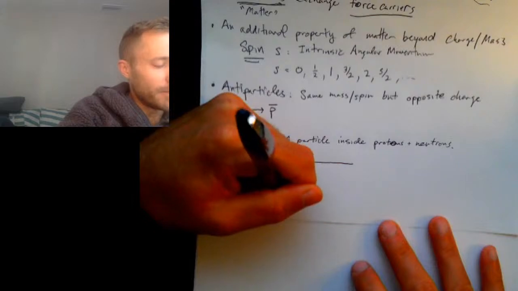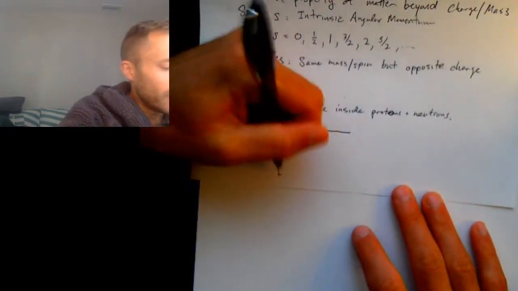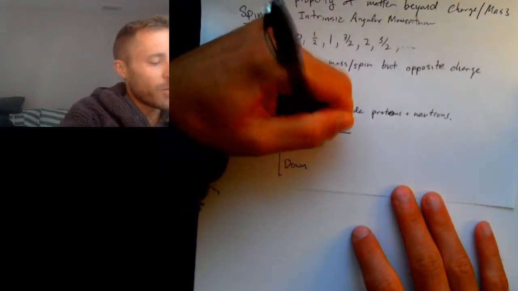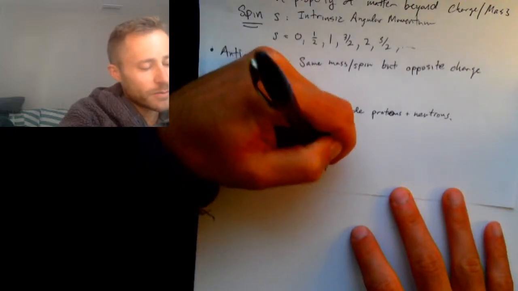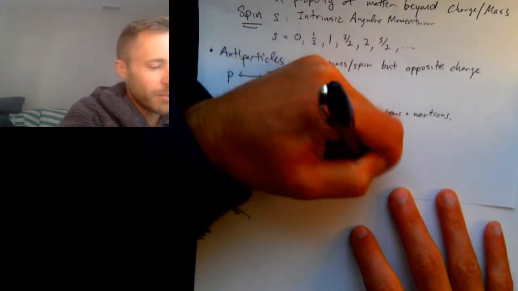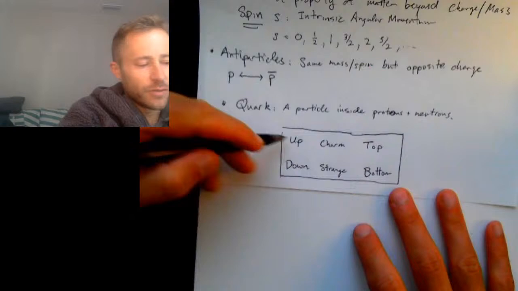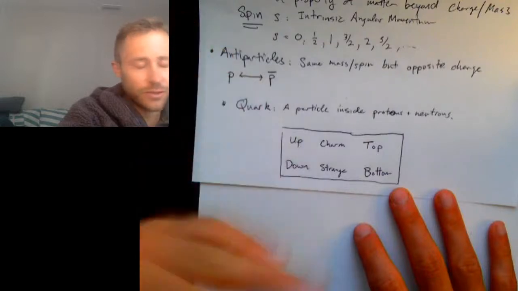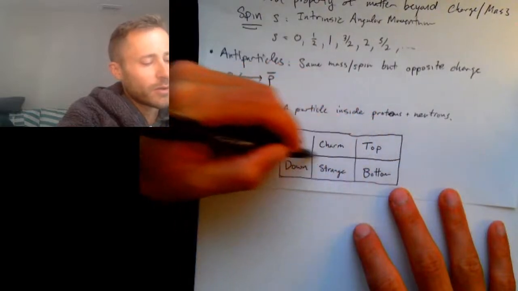So there is an up quark. They have really goofy names. A down quark. A charm quark. A strange quark. A top quark. And a bottom quark. Okay? And then each of these, of course, has an antiparticle. So there's an anti-up, there's an anti-down, there's an anti-charm, there's an anti-strange, etc. Okay? So these are the quarks.